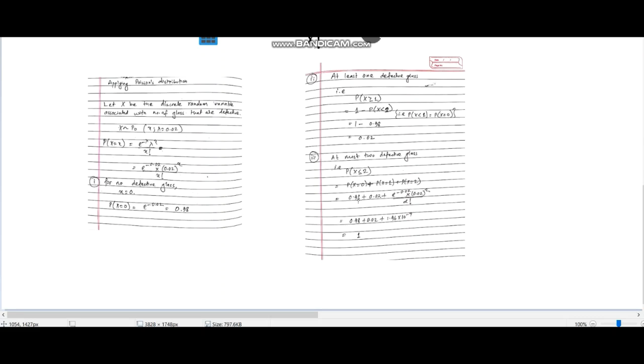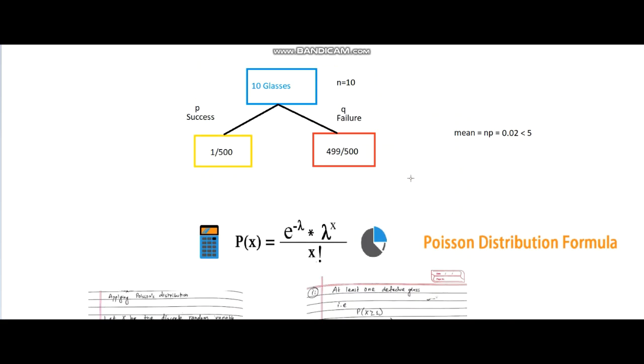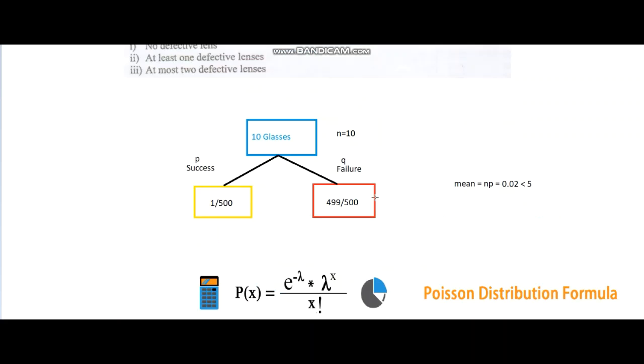We are getting 1 here because the probability is higher due to the probability of x equals 0. While we are dealing with at most two defective glasses, there can be no defective glass, and it has a considerably high probability, so we are getting this 1. So this is all about this problem. Thank you.